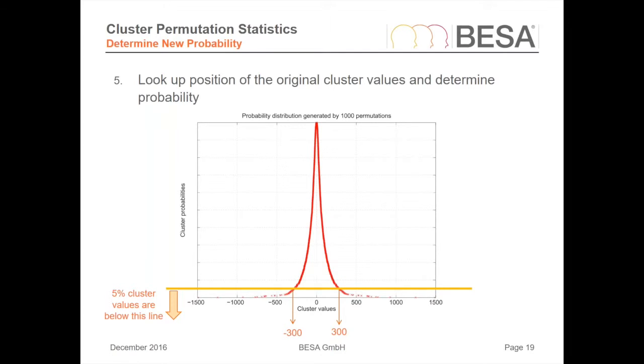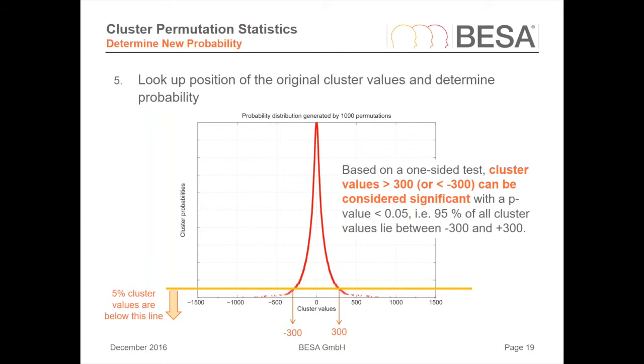And now I need to simply look up the cluster value in our original test and compare it with this result and check where it ends up in this new distribution. So if my cluster value is outside this 300 or minus 300 value, then I can consider it a significant value.